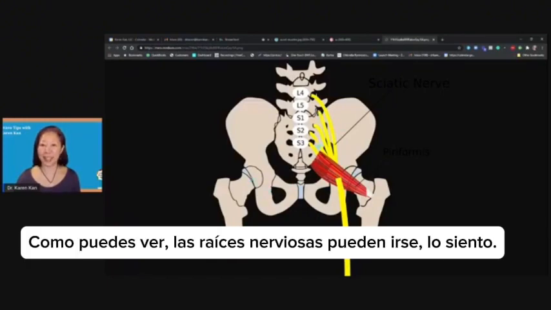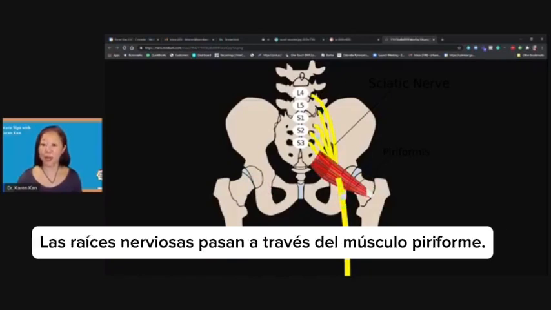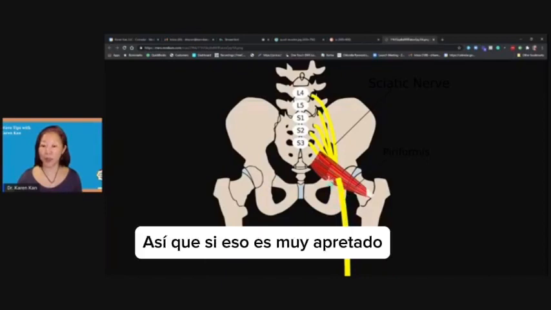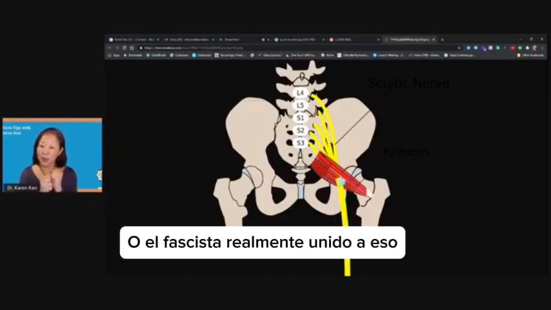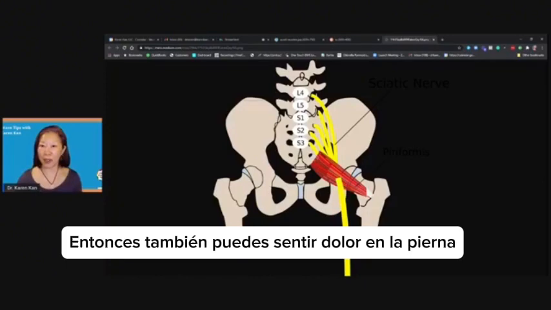So as you can see, the nerve roots pass through the piriformis muscle. So if that's really tight, or the fascia is really tight around that, then you can get pain down the leg as well.